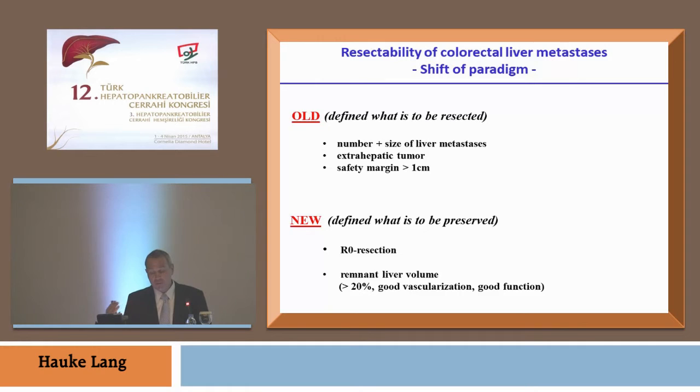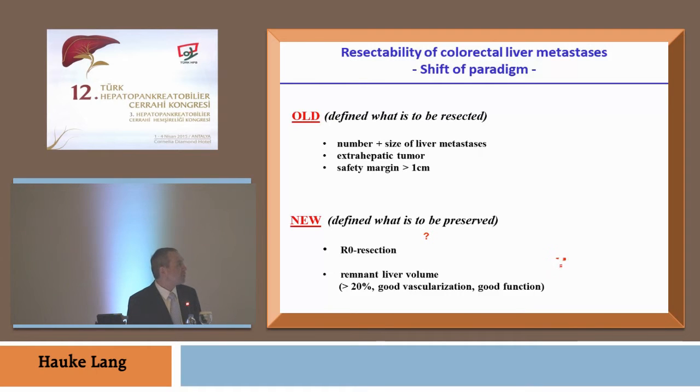And now the new definitions from the Americans say you just need an R0 resection and you just need to look at the remnant volume, and if it's big enough, then you should go for resection. I think this goes too far, because of course a resection has to fit into an oncological concept. The R0 resection we need not question, but an R1 resection is not so bad as we have thought in former years.